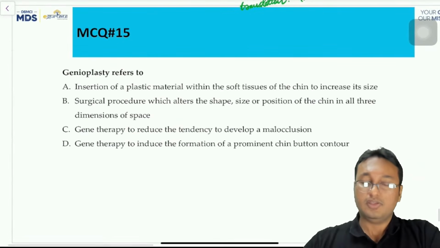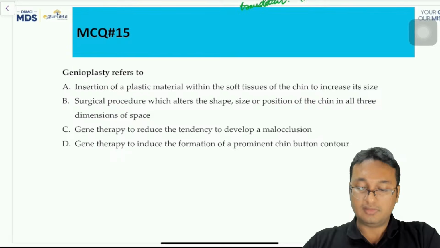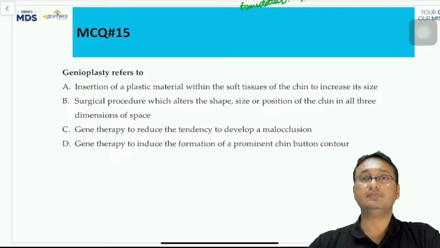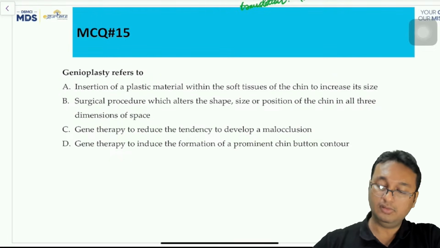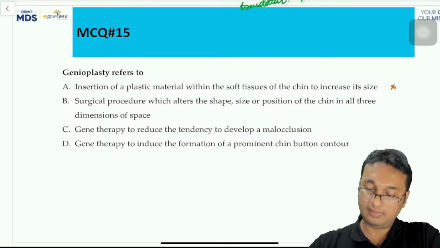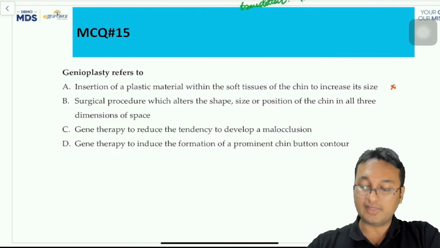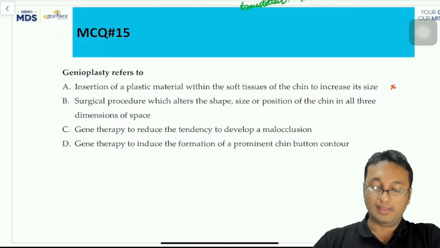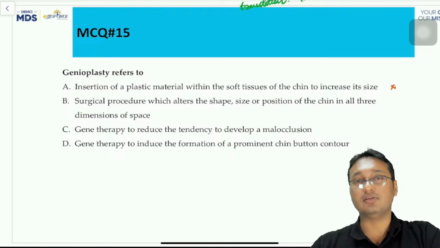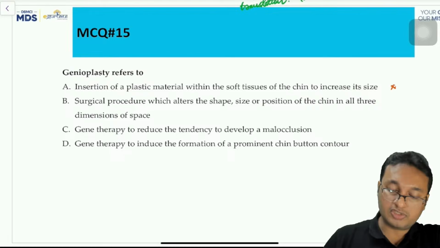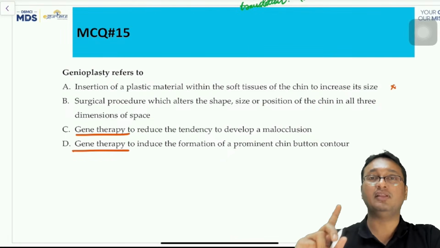Next, genoplasty refers to insertion of a plastic material within the soft tissues of the chin to increase its size. Is that genoplasty? I don't think so. Surgical procedure which alters the shape, size, or position of the chin in all three dimensions of space. Gene therapy to reduce the tendency to develop a malocclusion. You know, these examiners are quite clever. They want you to get confused, deliberately. So, genoplasty sounds synonymous to gene therapy. That's why they've included gene therapy within the options.